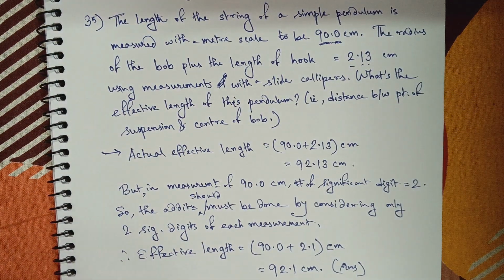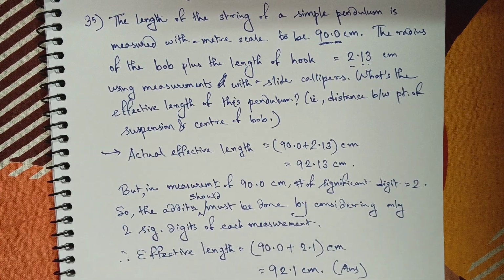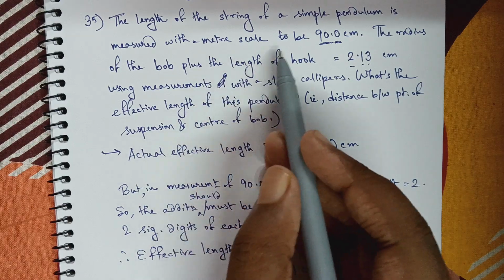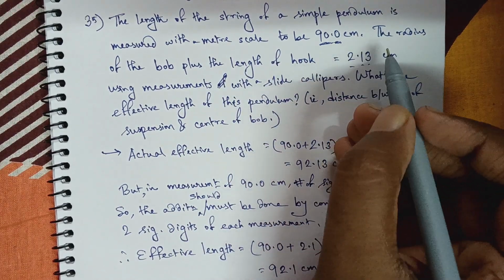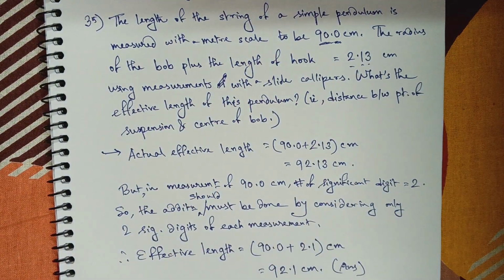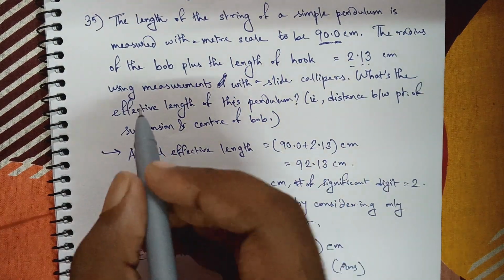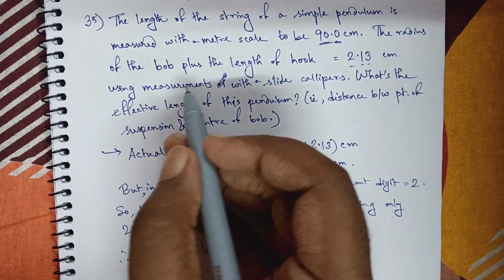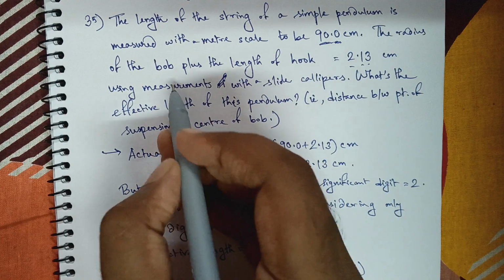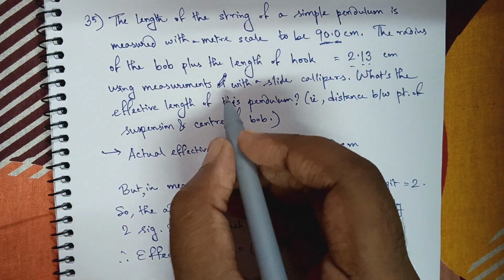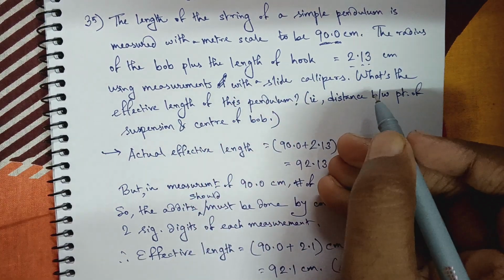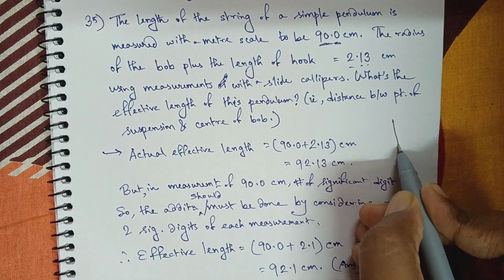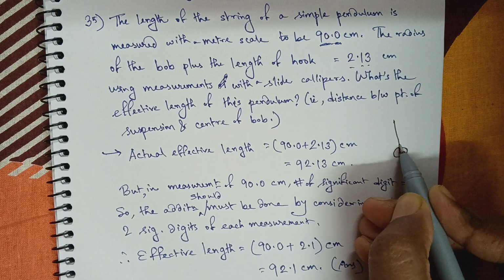Now, last but not the least, we move on to question number 35 with its solution. It says the length of the string of a simple pendulum measured with a meter scale is 90.0 centimeter. The bob is the weight, it may be spherical, the mass that is hung from the string of the pendulum. Now it says the radius of the bob plus the length of the hook is equal to 2.13 centimeter using measurements with slide calipers. What is the effective length of this pendulum? Effective length is the distance between the point of suspension and the center of the bob.